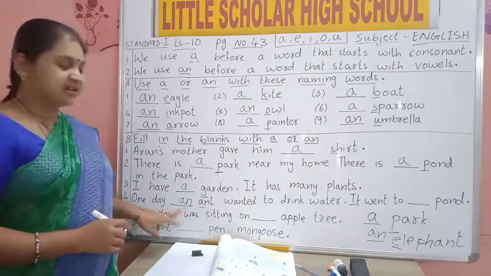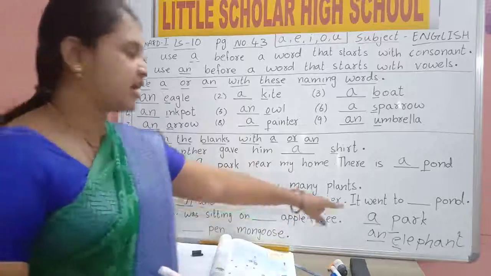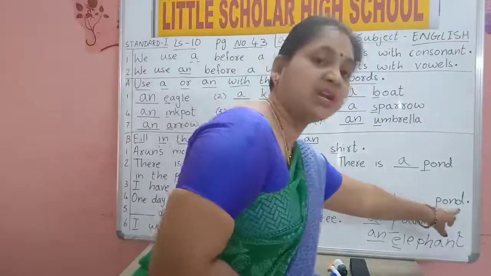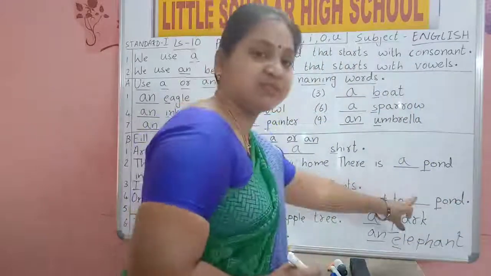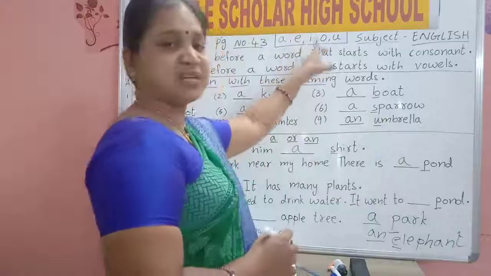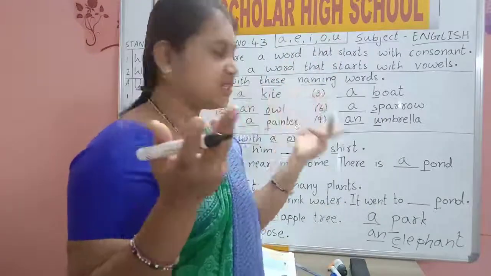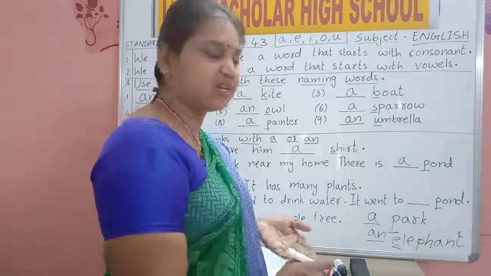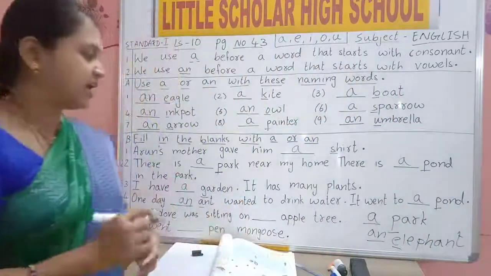One day, an ant wanted to drink water. It went to dash pond. After the dash, which word do you have? P-O-N-D, pond. What is the first letter of that word? P. Is P present in vowels? A, E, I, O, U. No, P is not there. That means it is a consonant. So, in front of a consonant, you should write A.